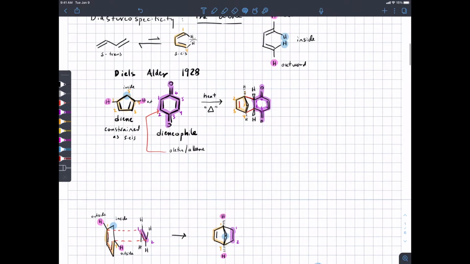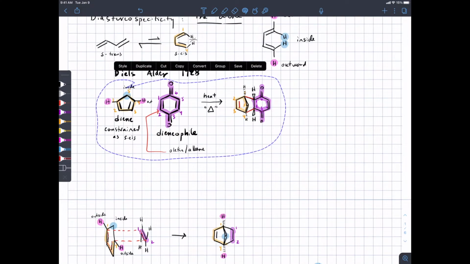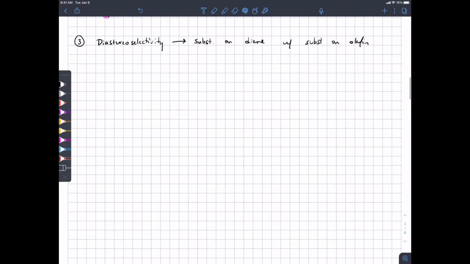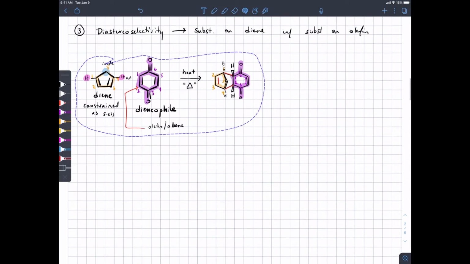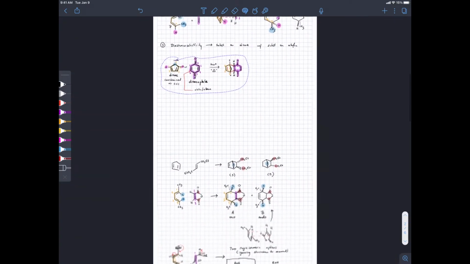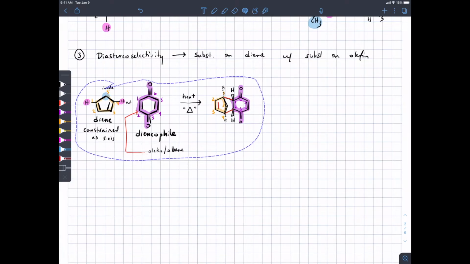All right, so I'm going to copy our original Diels-Alder reaction. And I want you to notice, here are carbons 1 through 4 of our diene, 1 and 2 of our olefin. I want you to notice that we're keeping the rules that we've learned previously. The substituents that are outward on the diene are also cis to each other on the 6-membered ring product that we make.